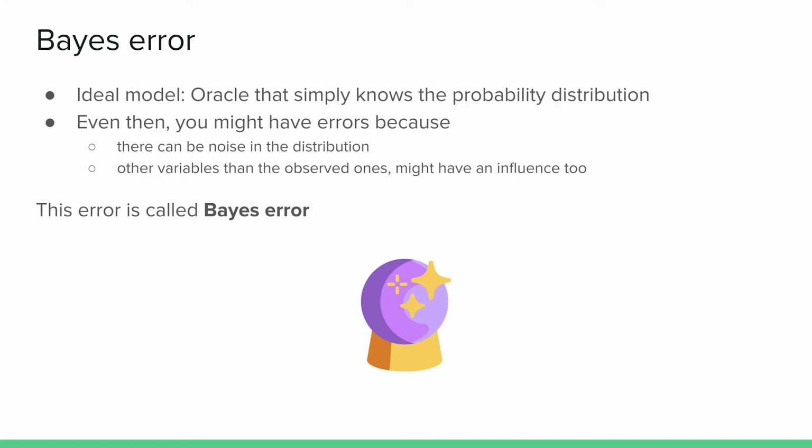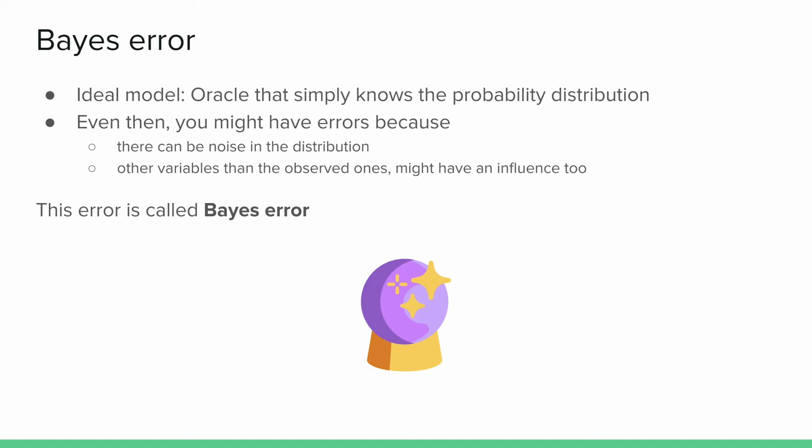One more term that you should be aware of is the so-called Bayes error. So an ideal model, if you think about it, would be an oracle that simply knows the underlying probability distribution. And whenever you show it something, gives you more or less the correct answer. But even if you have such an oracle that knows the underlying distribution, the problem is that you can still have errors. Why? Because there can be noise in the distribution that, even if you know the true underlying distribution, the sample that you're drawing your examples from can have some noise.